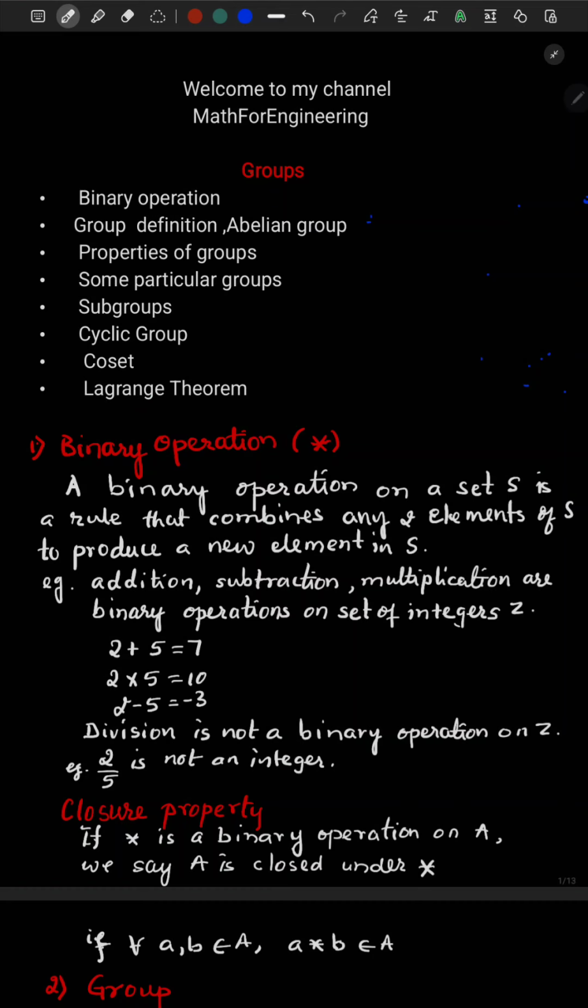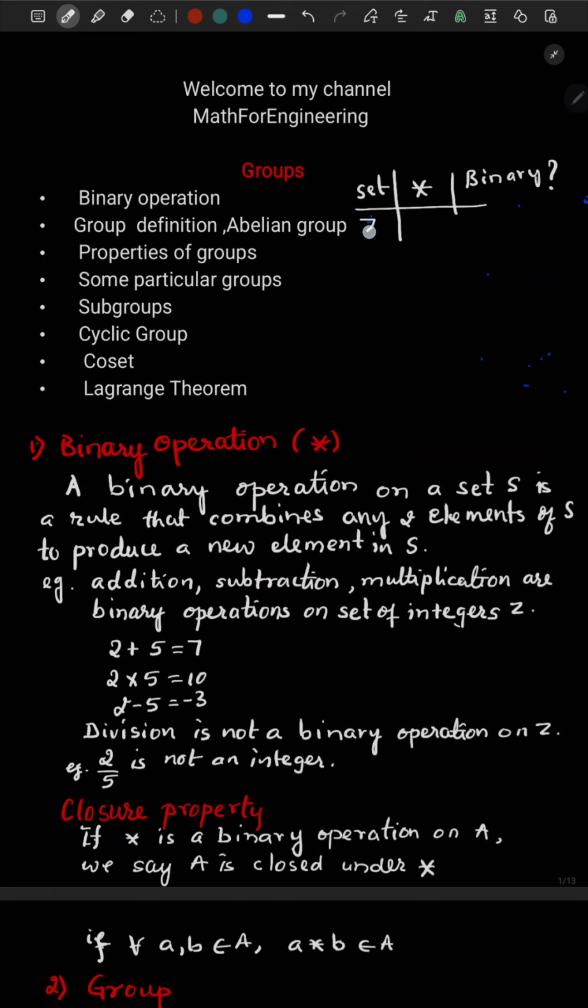A binary operation on any given set S is nothing but a rule which will take two elements from that set and combine them and produce a new element which will be again in the given set. Such an operation is called a binary operation. For example, if I take a set here, a binary operation, in general we write it as star. Is it a binary operation or not? We will check.